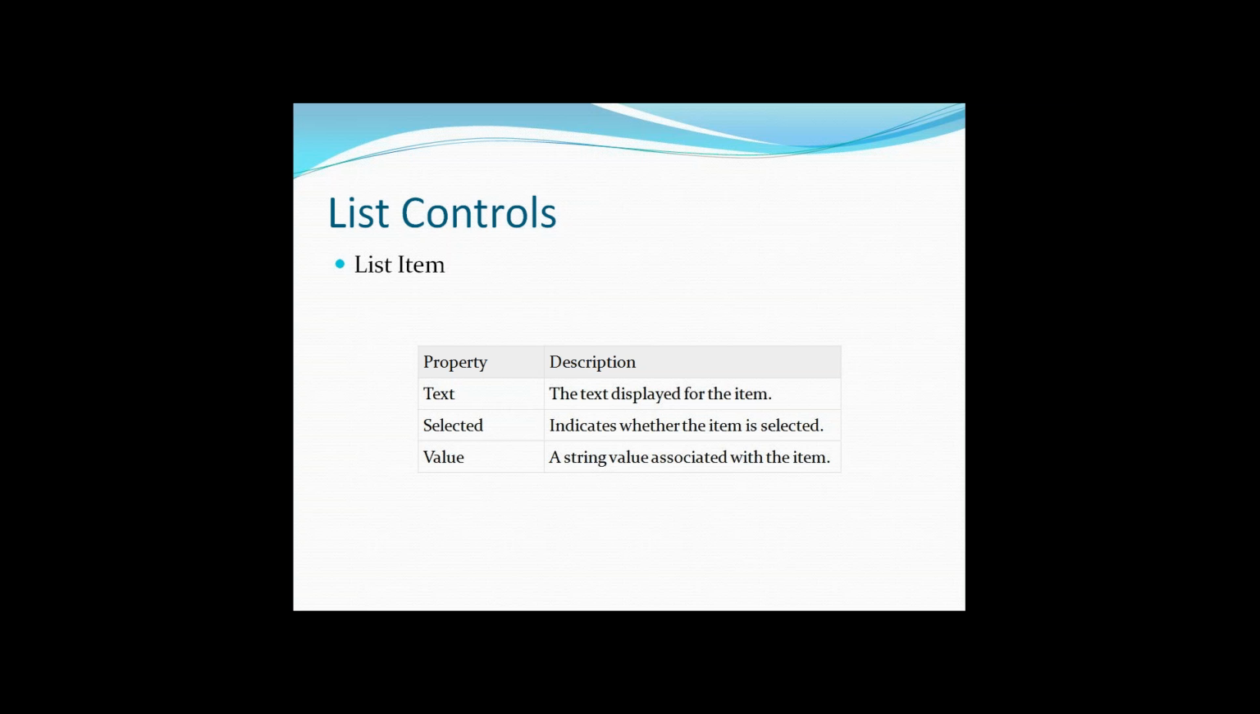Now, the third important property is called the selected property. What is the selected property? It's a true or false property. If the item is selected, it will be true. If the item is not selected, it will be false. Got it? Understood or not?